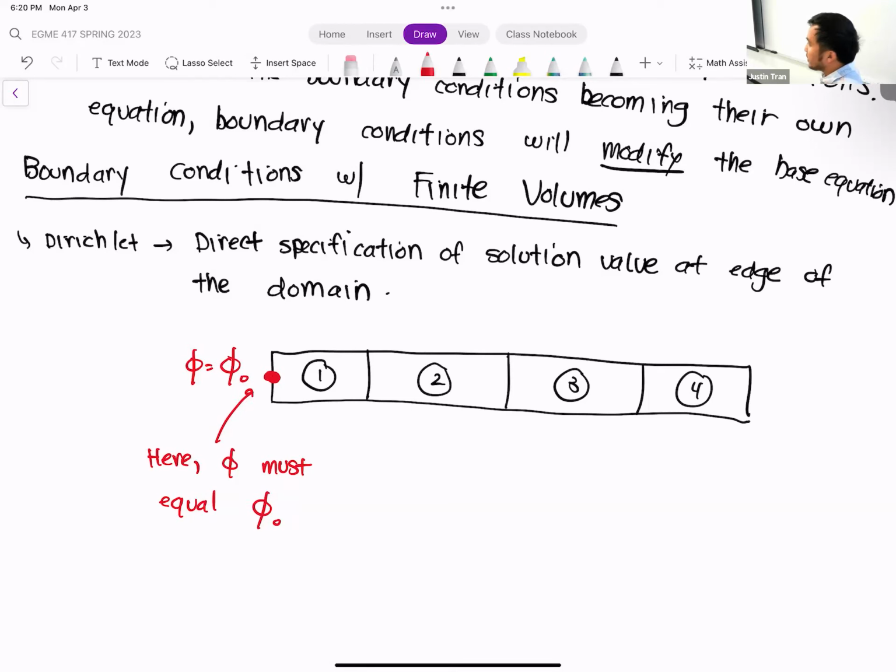And so previously in finite differences, that equation right here, phi is equal to phi naught, directly became our equation. So we put that basically directly into our matrix. So there's really no work to do. In finite volumes, we're going to get one equation for each cell of the domain. What this Dirichlet boundary condition is going to do is modify the equation for cell 1.